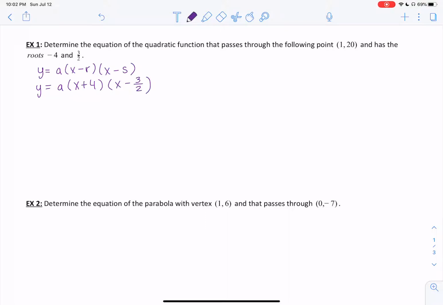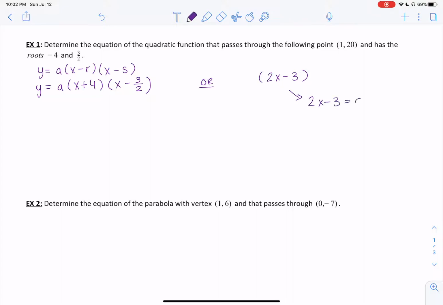Now, remember that our roots are 3 over 2. So I can write it this way. That's option 1. And that would have been the grade 10 way to do it. But in grade 11, when we're looking for our roots, this bracket would have given us this root.